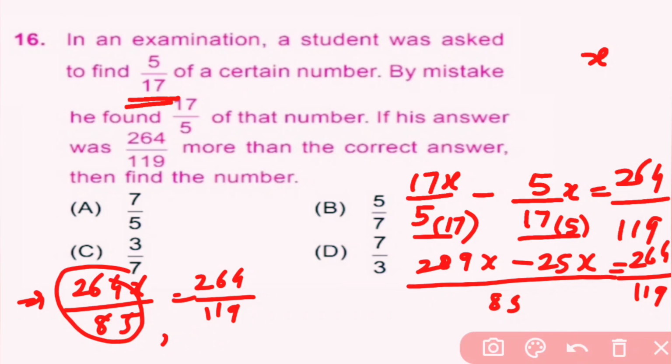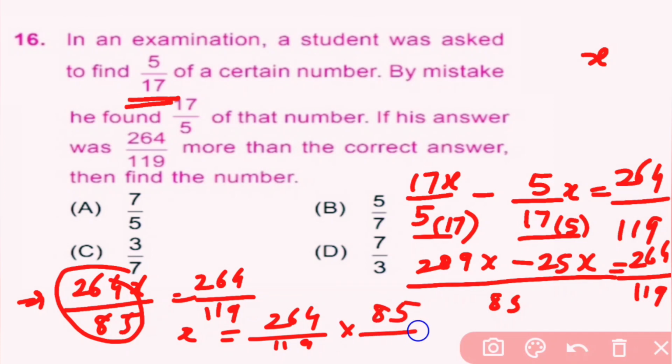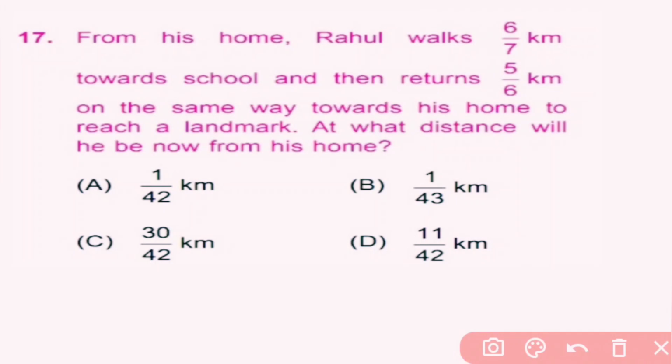So x is equal to 264 by 119 into, we take the reciprocal of this, 85 by 264. So here this will get cancelled, 17 fives are 85 and 17 sevens are 119. The answer is 5 by 7. So that number is 5 by 7. B is the correct answer.